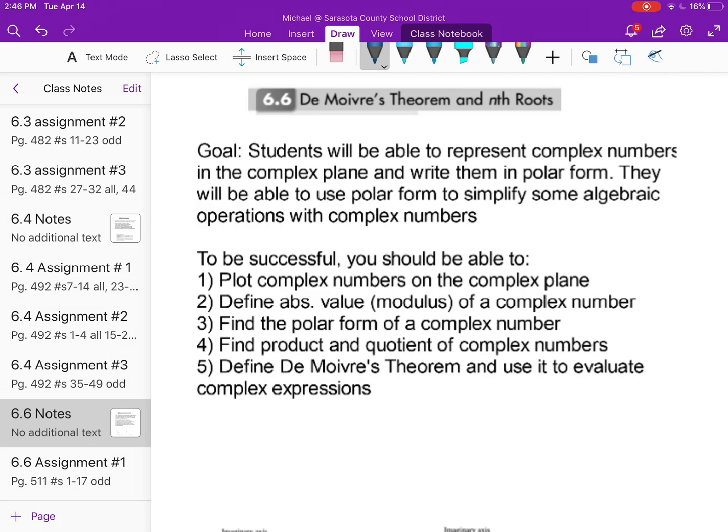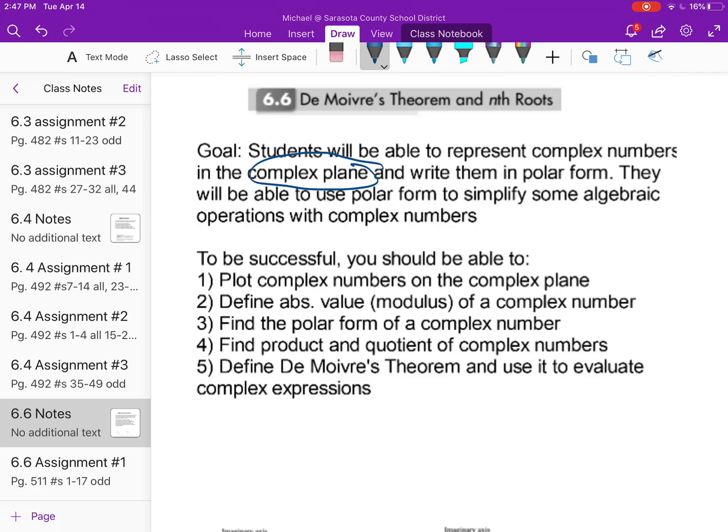In this video, we are opening up a brand new section. We're going to be talking about de Moivre's theorem. Throughout this section, there's a lot of parts in this 6.6 section. So we have an entire goal of being able to represent complex numbers in the complex plane. Yes, there is a way to graph complex numbers. They're not exactly as imaginary as we think. And we're going to write them in polar form. Then we're also going to be able to use polar form to simplify some algebraic expressions using complex numbers. But that's kind of its big entirety.